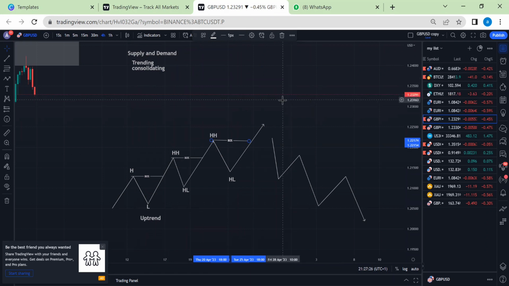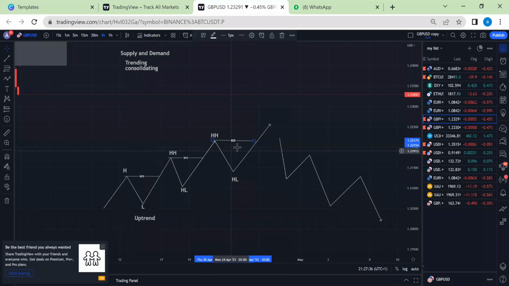Okay, are we flowing? Is everybody enjoying it? Please interact using the chat box. Okay, so that's how we have uptrend, BOS, higher high, higher lows, higher high, higher lows. That is what uptrend is.